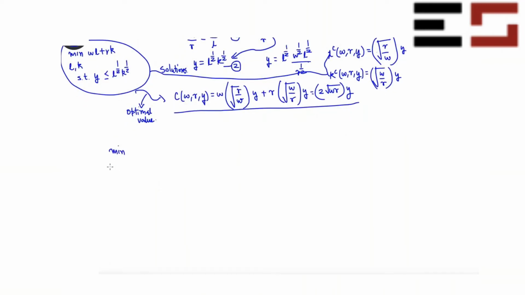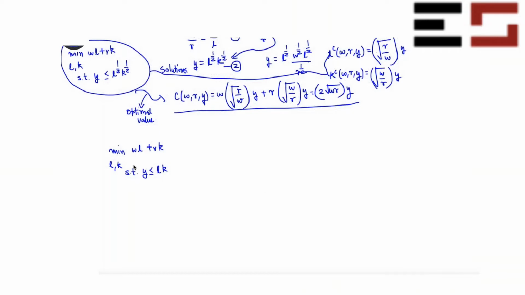I'm going to minimize with respect to L, K: WL plus RK, subject to Y less than or equal to L times K. So you have to find the conditional labor demand, find the conditional capital demand, and find the cost function.